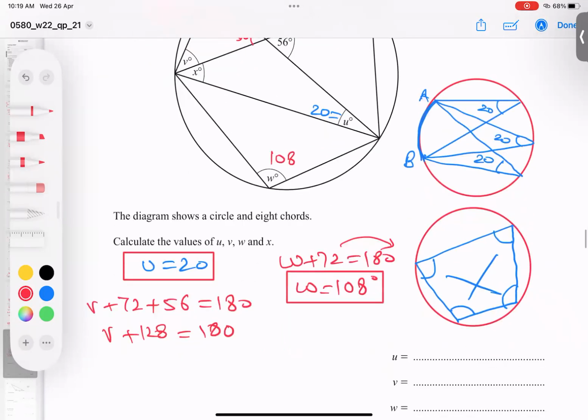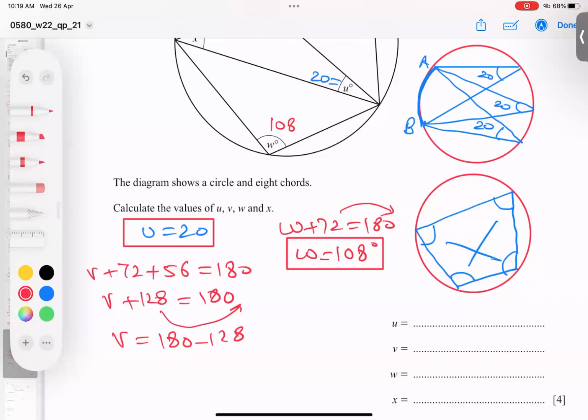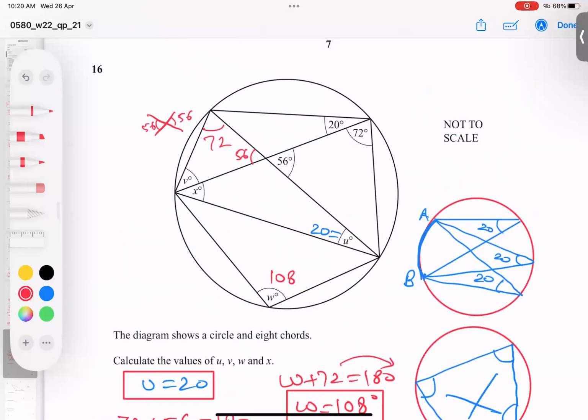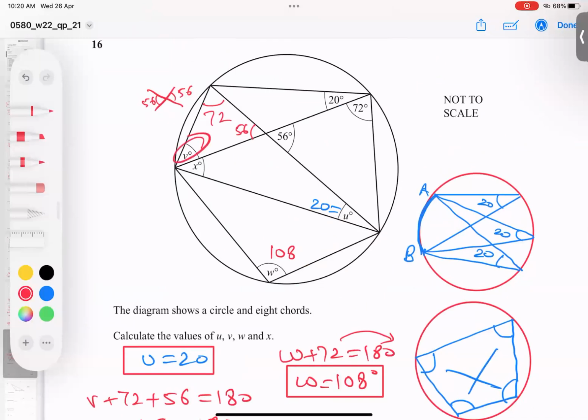And this goes there and subtract. So V is equal to 180 minus 128. If I subtract, what do I get here? 180 minus 128, it's coming 52 degrees. So V is equal to 52 degrees. I hope the point is clear. So V is 52 degrees.